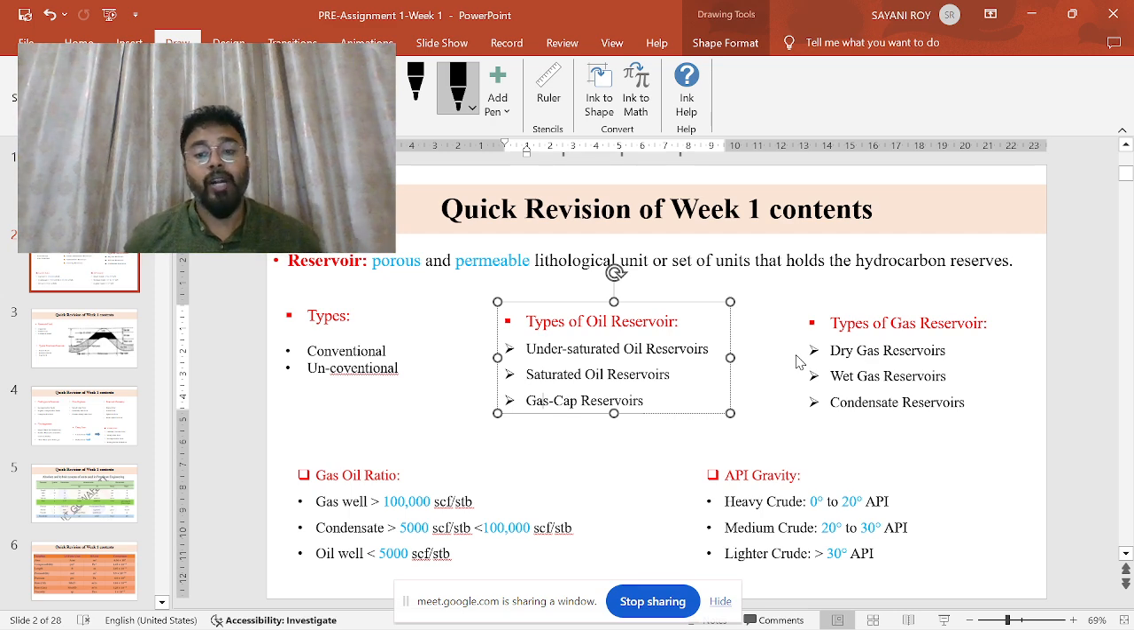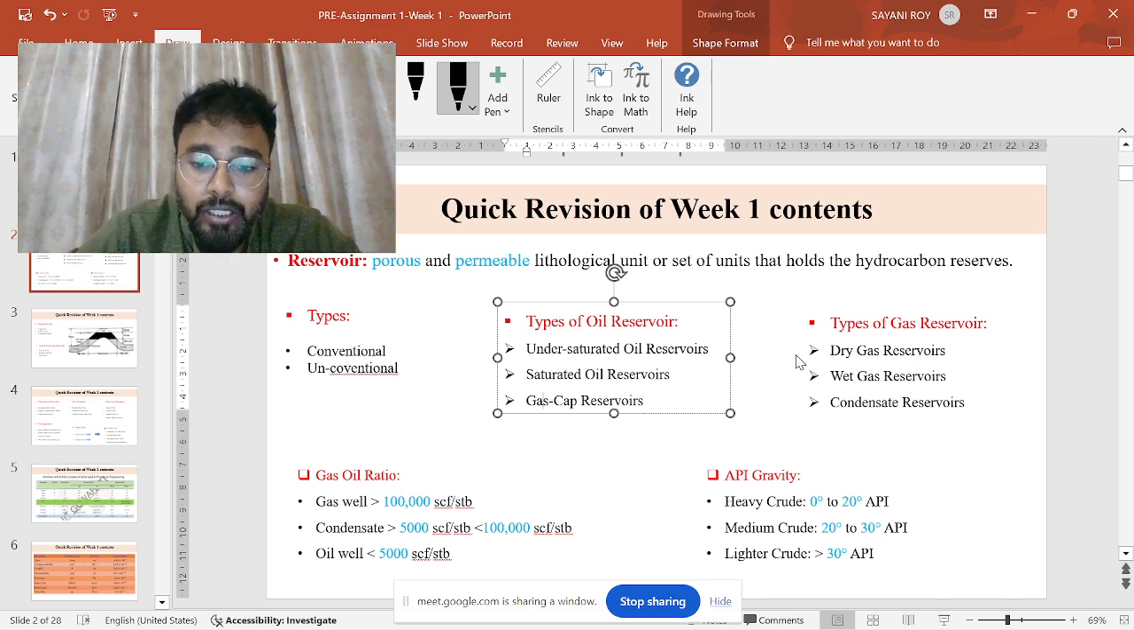Wet gas reservoirs are those reservoirs in which the reservoir is at gaseous state in the reservoir condition, that is at high pressure and temperature, but at the surface condition, that is at normal pressure and temperature, which is 14.7 psi for pressure and 60 degrees Celsius for temperature. In that case, some of the liquid condenses out, which means in the separator we get some oil.